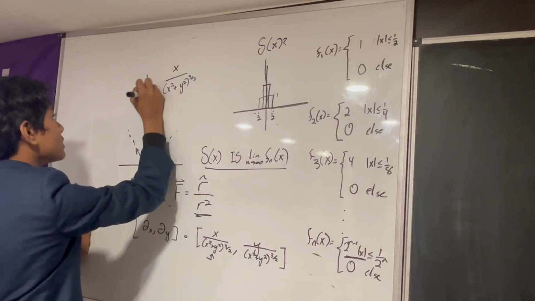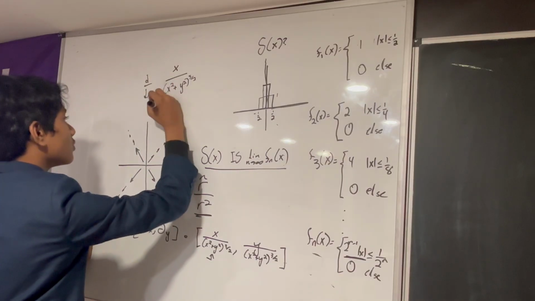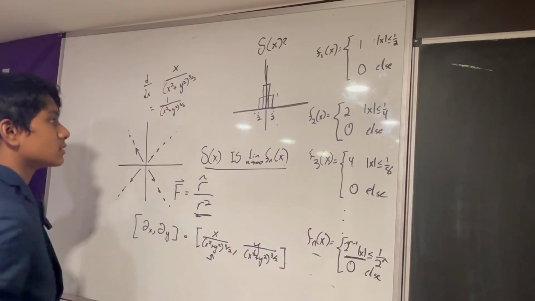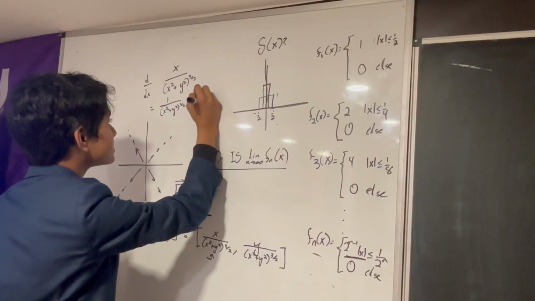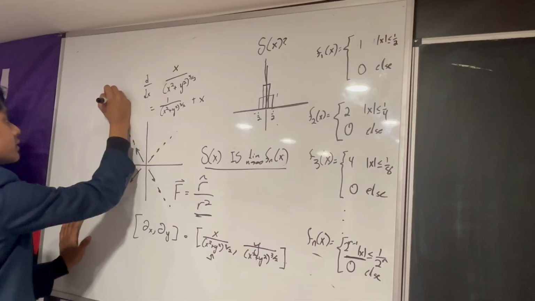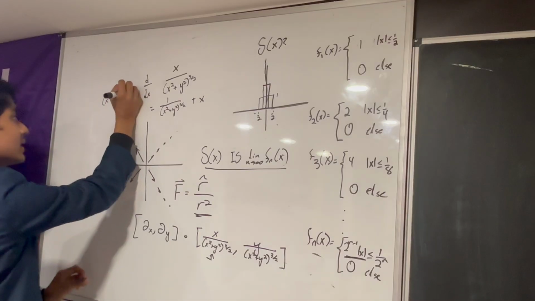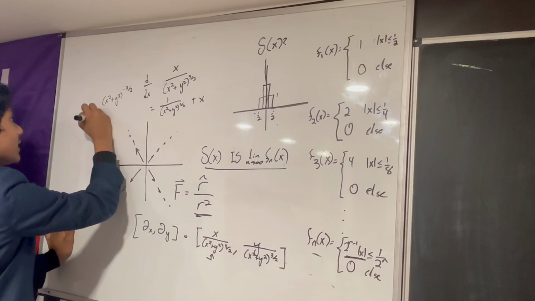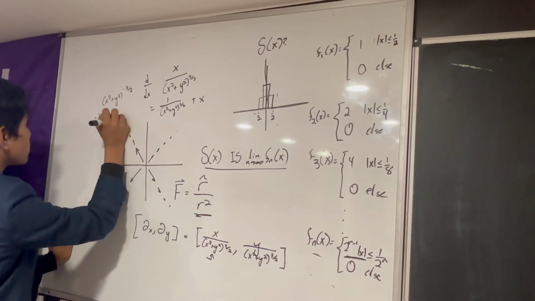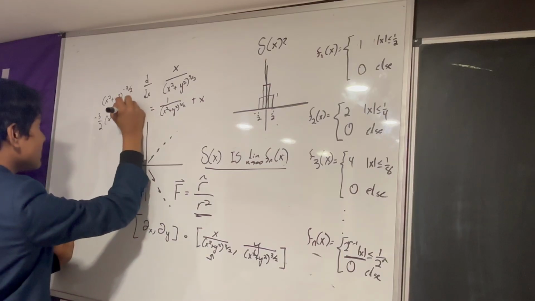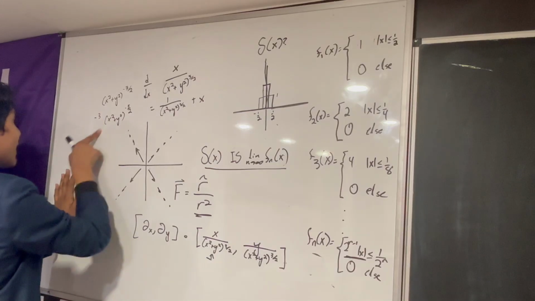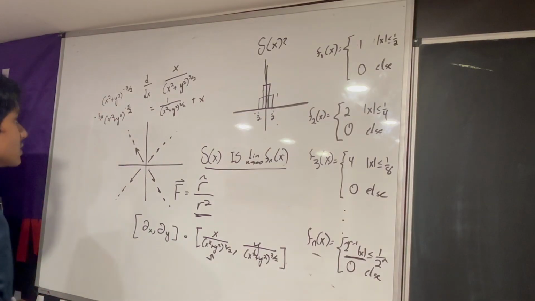By the product rule, the derivative of this is equal to 1 over x squared plus y squared to the 3/2 plus x times, what's the derivative of this? Well, that's x squared plus y squared to the minus 3/2. And so when you take the derivative of that, that's going to be minus 3/2 x squared plus y squared to the minus 5/2. And then by the same rule, you also have to take the derivative of what's inside, which gives you an extra factor of 2x. So you get this.